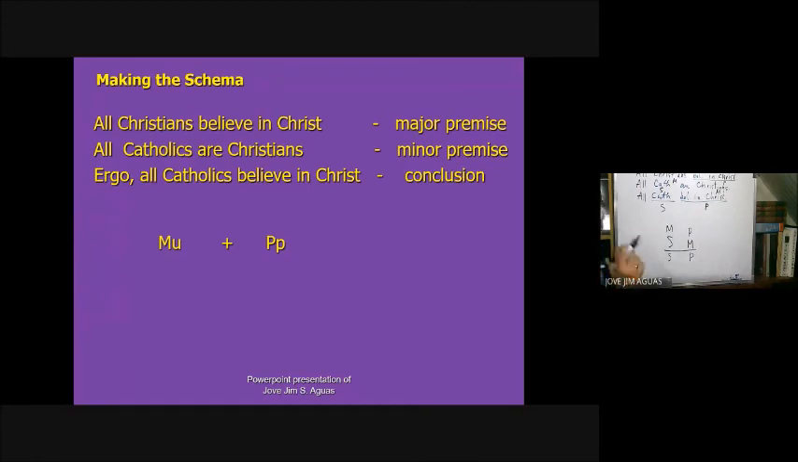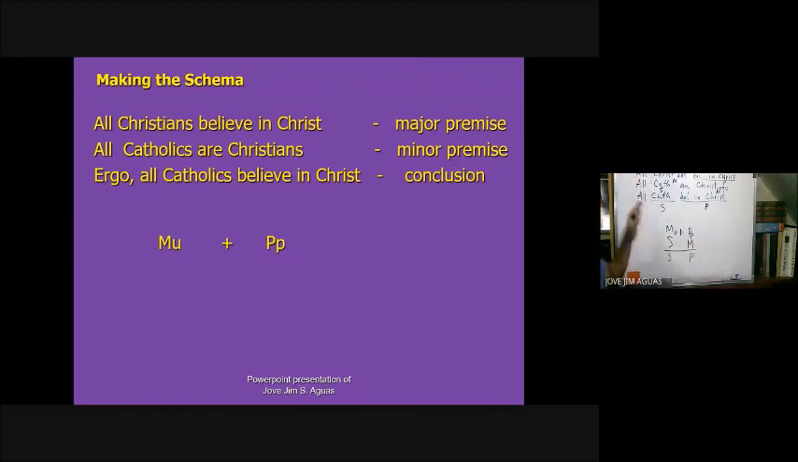Now, to complete the schema, you have to put in the quality and the quantity of the proposition. And this will be your guide. All is universal, right? So that means this is a universal subject. Believe in Christ, it's an affirmative proposition. Since this is an affirmative proposition, the predicate is particular.